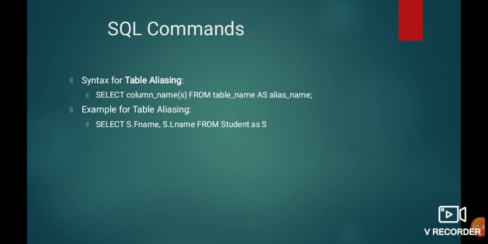So next, how can a table be renamed? Select column name from table name as alias name, as we are giving the new name. So select s.first name, s.last name from student as s. So in this query we can use the student table as s, named as s.